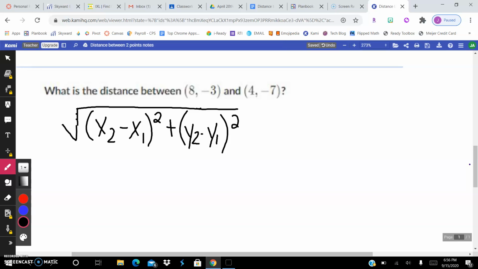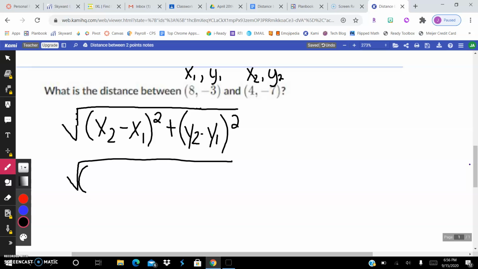If you remember when we learned to find slope, we always did x1 and y1 and x2 and y2. It's the same situation here. So the first point is x1, y1. And the second point is x2, y2. So then we just work our way through it and plug in those numbers.